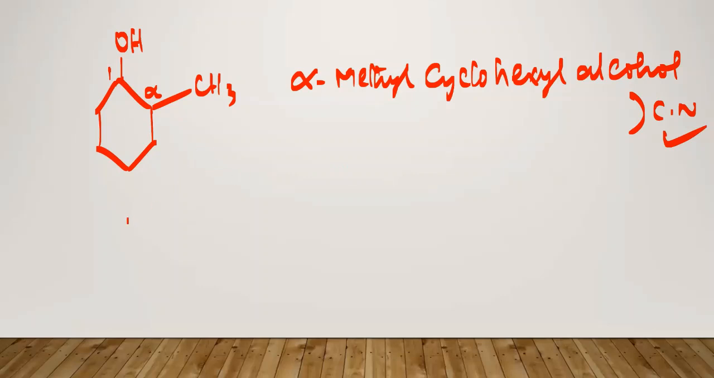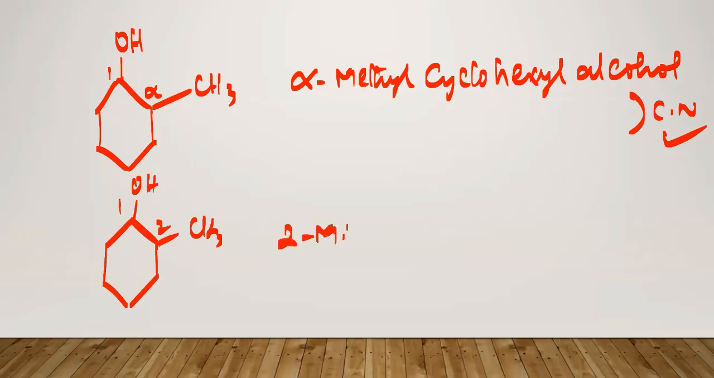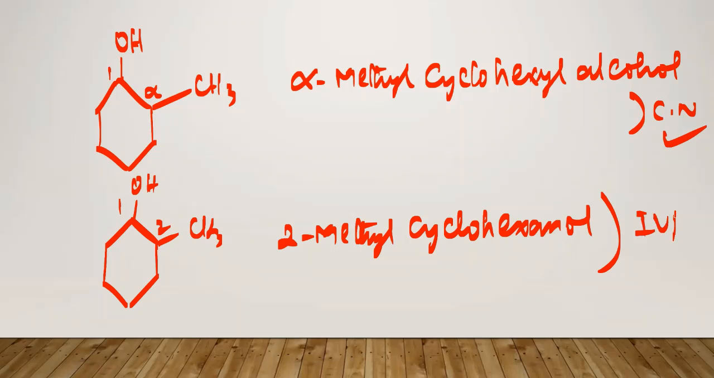Now, if we look at the IUPAC name of this same molecule, obviously we have OH group here and we have CH3 group here. So this is number 1 and this is number 2 carbon. So it will become 2-methylcyclohexanol. That will be the IUPAC name of this particular compound. So I hope, my dear friends, you have understood the common name and the IUPAC name of the alcohols. You can practice more and more problems so that you will become a master of this particular topic.